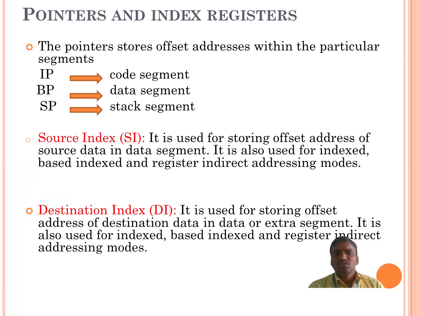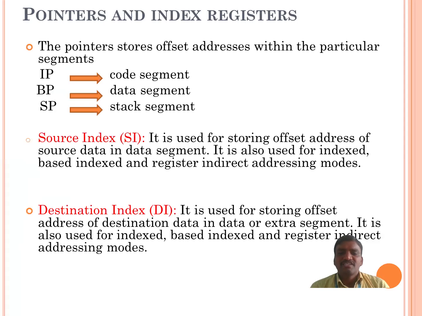Next one: these are the pointer registers, instruction pointer, base pointer, and stack pointer. What is meant by IP? Instruction pointer. The main purpose of the instruction pointer is that it is used to store the offset address of the memory location of the code segment memory. For that purpose only, we are using the IP register.